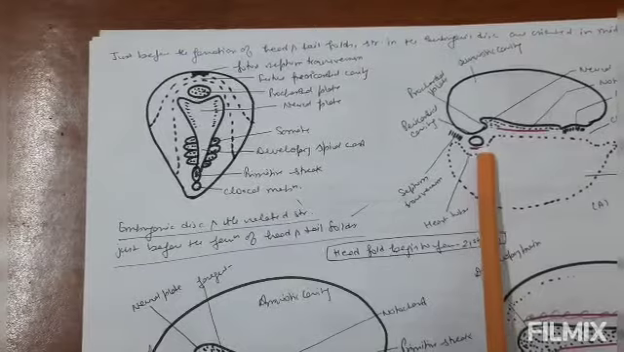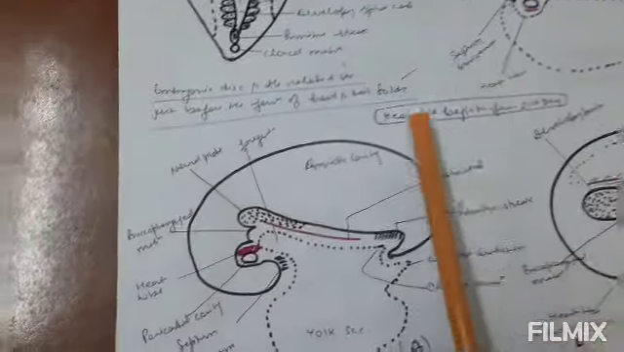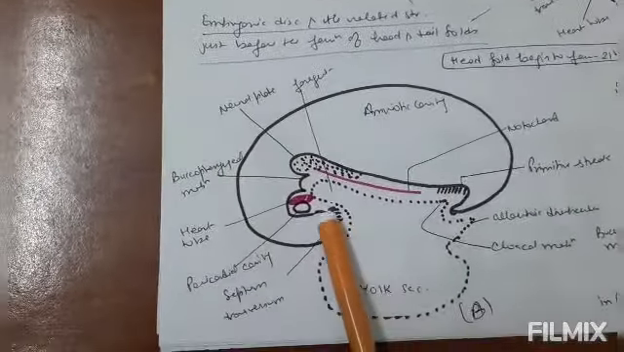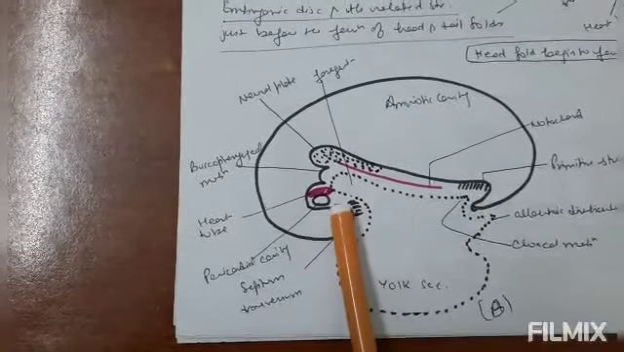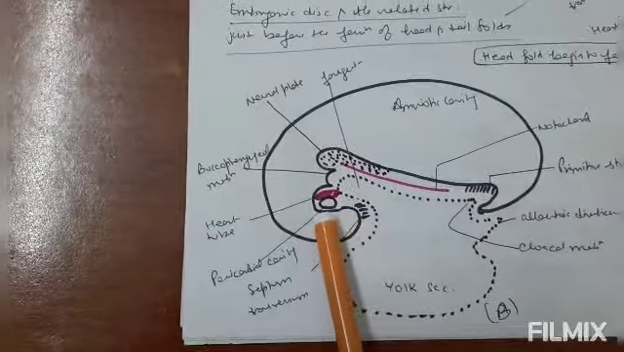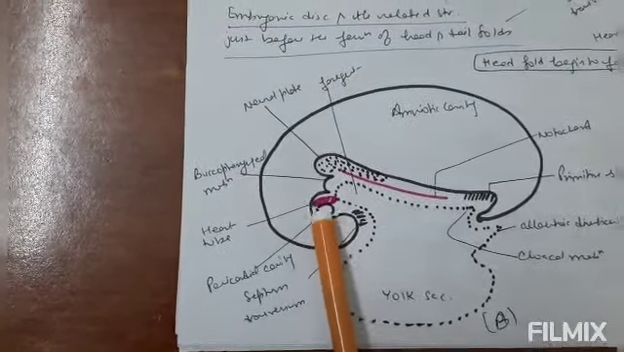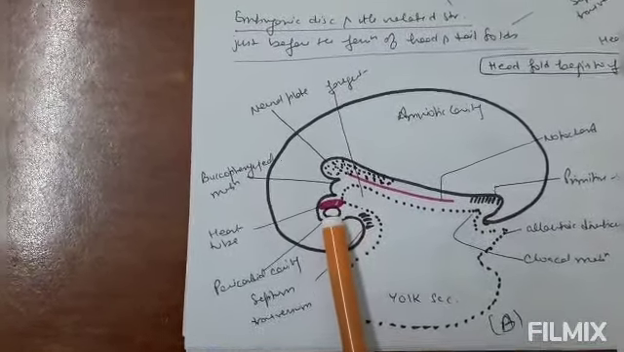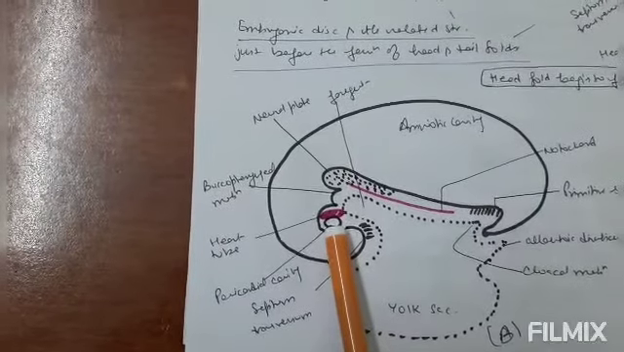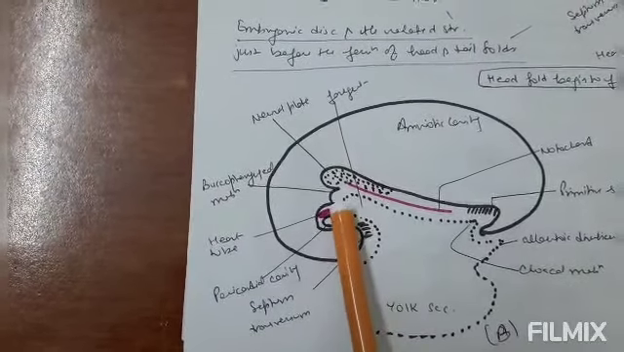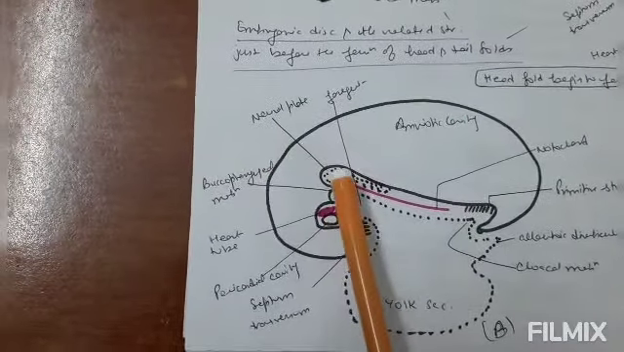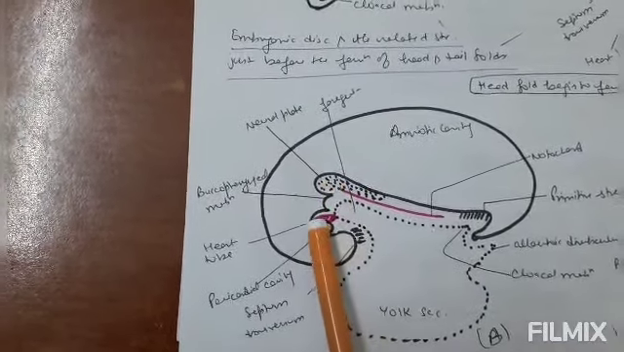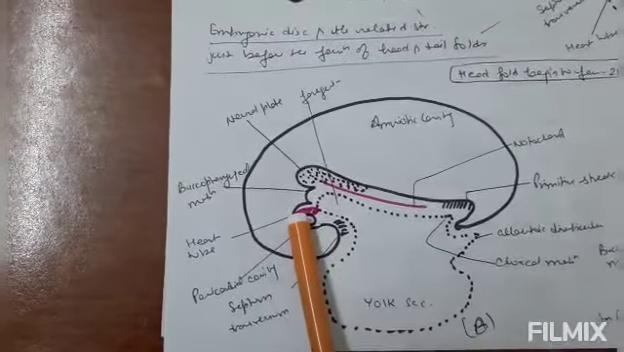With the progression of time, the pericardial cavity gradually increases in size, and there will be development in the embryo. With that development, we can see that the heart tube now lies along the roof of the pericardial cavity, and there is a development of the buccopharyngeal membrane as well, between the neural plate and the pericardial cavity.